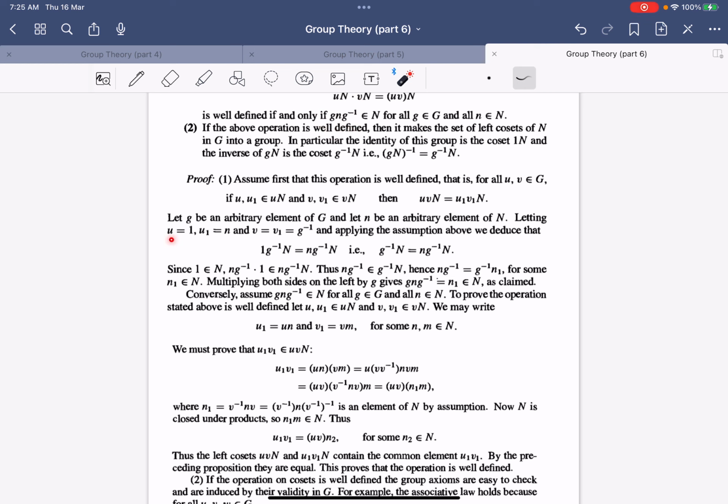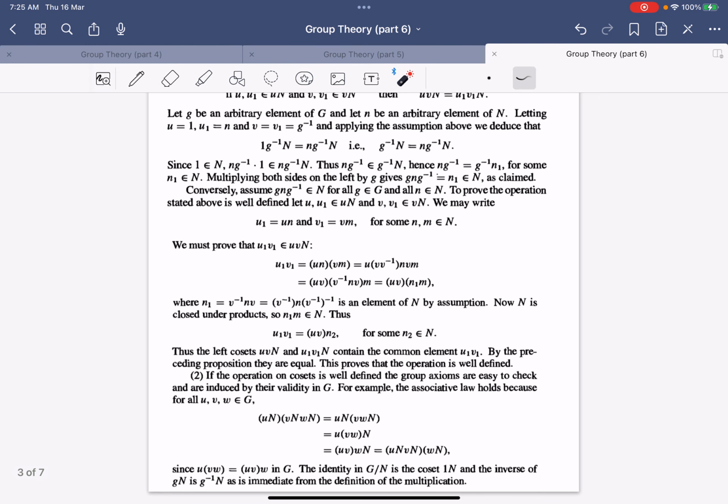We can just let u equal to 1, u1 equal to n, v and v1 equal to g inverse, and then using the assumption, we can deduce that the following occurs. So g inverse n equals n g inverse N. And you can just multiply by g throughout, and it's just saying N equals g n g inverse N. And so g n g inverse must be an element of N, and you're done.